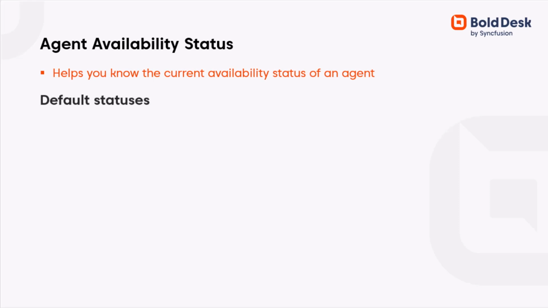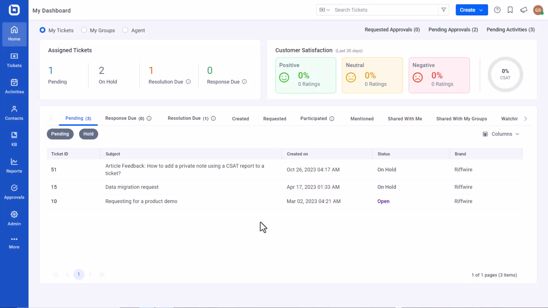The agent availability status feature in BoldDesk helps you know the current availability status of the agent. This feature by default has statuses like online, away, and offline, but agents can create custom statuses. First, let me show you how to change the agent availability status in BoldDesk.